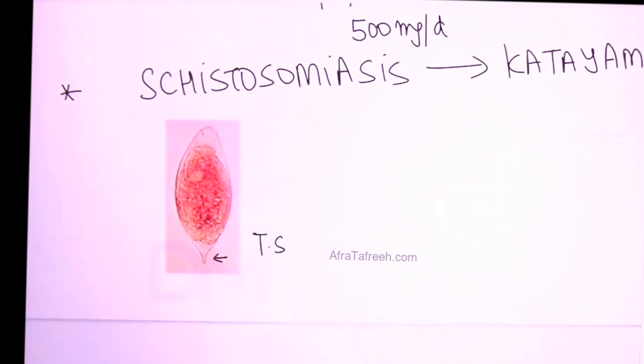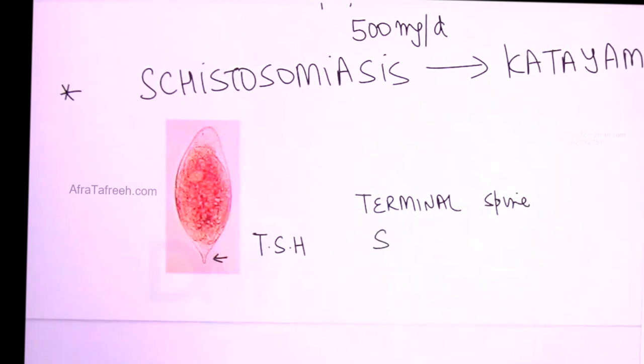You can remember it as TSH. T would stand for terminal spine, that would be found with respect to the egg of Schistosoma haematobium. So TSH as a mnemonic can be used. Do remember the fact that you should not answer eosinophils in the urine for schistosomiasis. Answer hematuria as responsible for it.